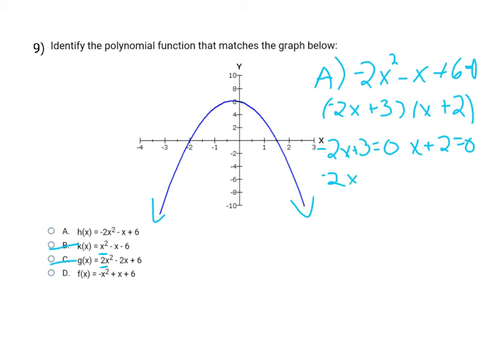So I have negative 2x equals negative 3 here. So x equals 3 halves, which is the same as x equals positive 1 and a half. So I do have an x-intercept there, so that one works out so far. And then here, x equals negative 2. My other x-intercept is at x equals negative 2, so that means my answer here is going to be A because it has the appropriate x-intercepts when I solve.